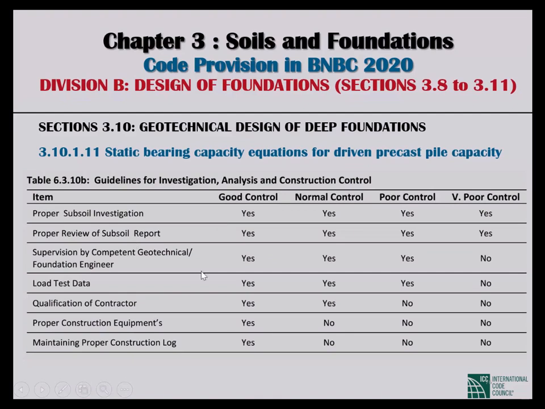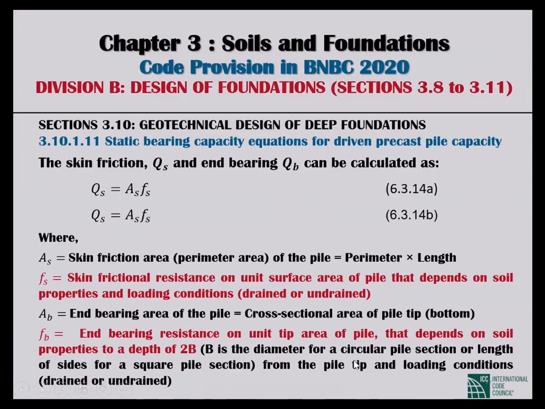So good control, what we say is like this. If proper soil investigation is done, proper review of the subsoil report is done, supervision by a competent geotechnical and foundation engineer is done, load test data is available, a qualified contractor is there, proper construction equipment is there, and a proper construction log is maintained, then we have good control. Some other controls are defined over there. Could you get my point? So from here, you could decide about the factor of safety.